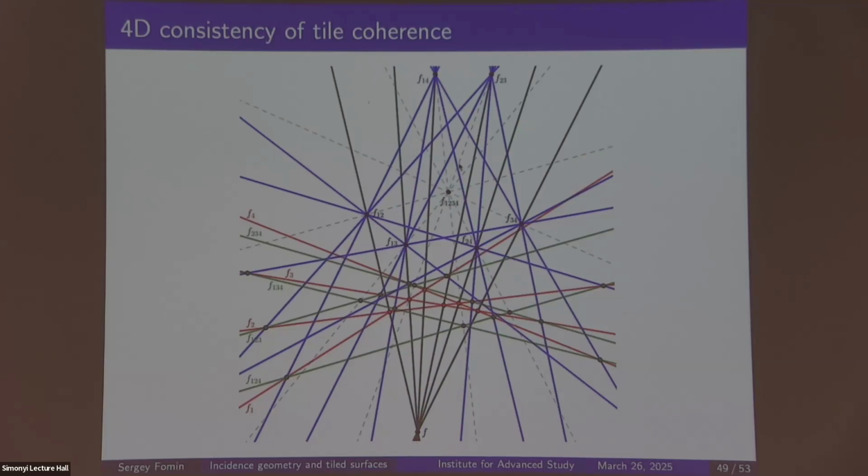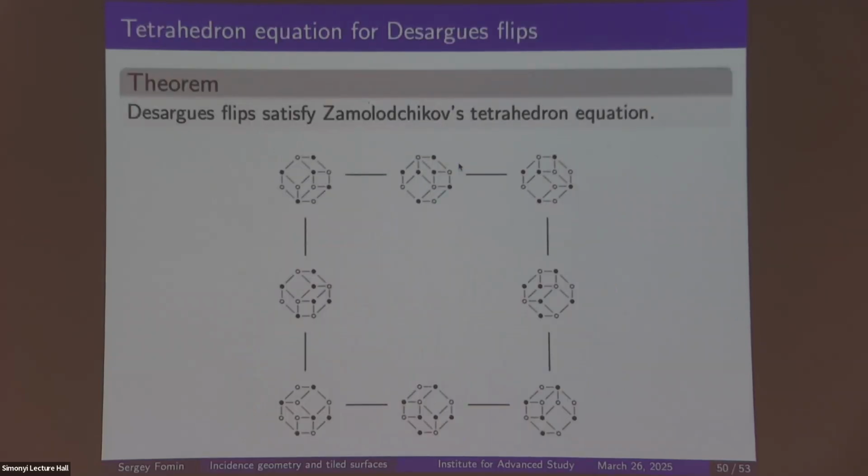This is a freely available software package to actually draw these things, and it was amazing how I saw that these 6 lines intersected at a point. It's really humbling. Okay, so this can be restated in turn as saying that Desargues flips satisfy the Malotchikov's equation, also known as the tetrahedron equation.